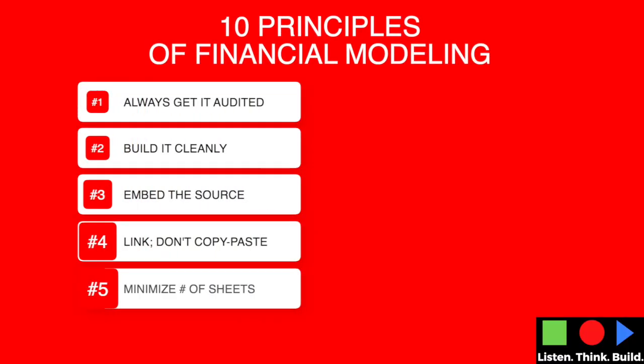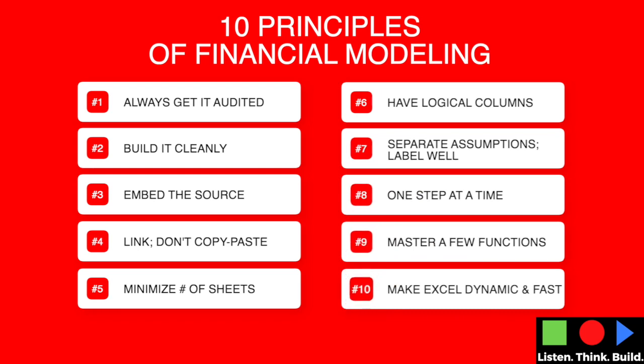Alright, let's recap. In your next financial model, get it audited, build it cleanly, embed the source, link, don't copy paste, minimize the number of sheets, have logical columns, separate assumptions and label well, follow one step at a time, master a few functions, and make your Excel dynamic and fast. If you stick to these 10 principles, the odds are that your model is accurate and easily auditable.